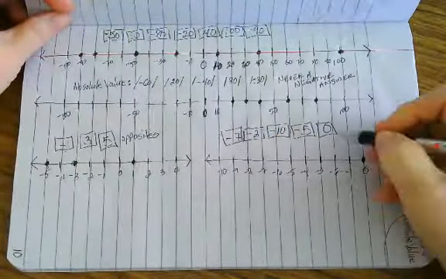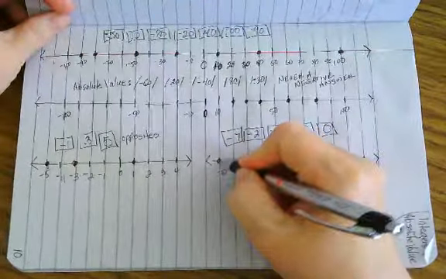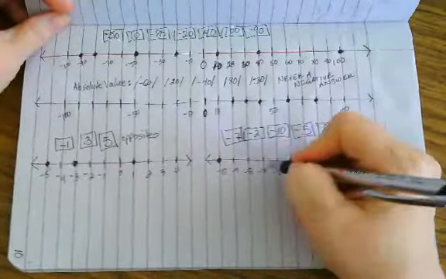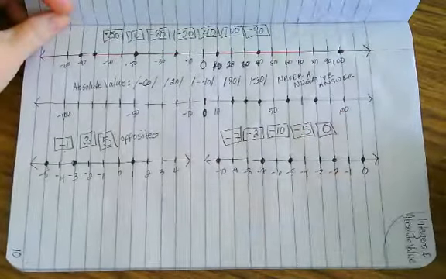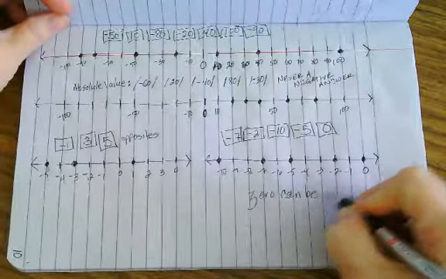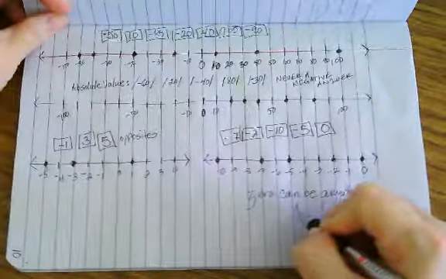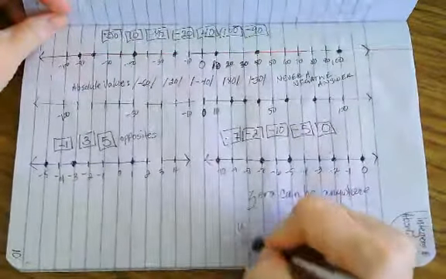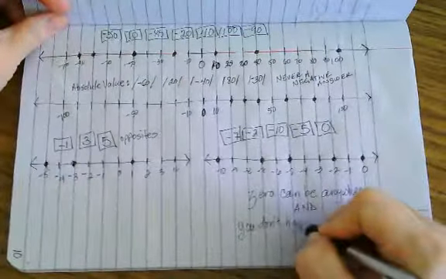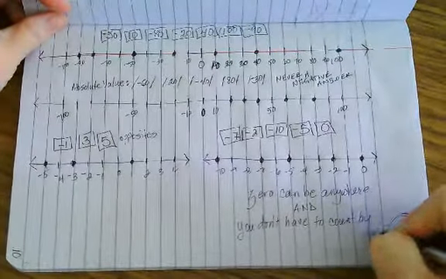So now I'm going to plot. There's my 0. There's my negative 5. There's my negative 10. There's my negative 2. And there's my negative 7. Okay? So 0 can be anywhere, and you don't have to count by ones.